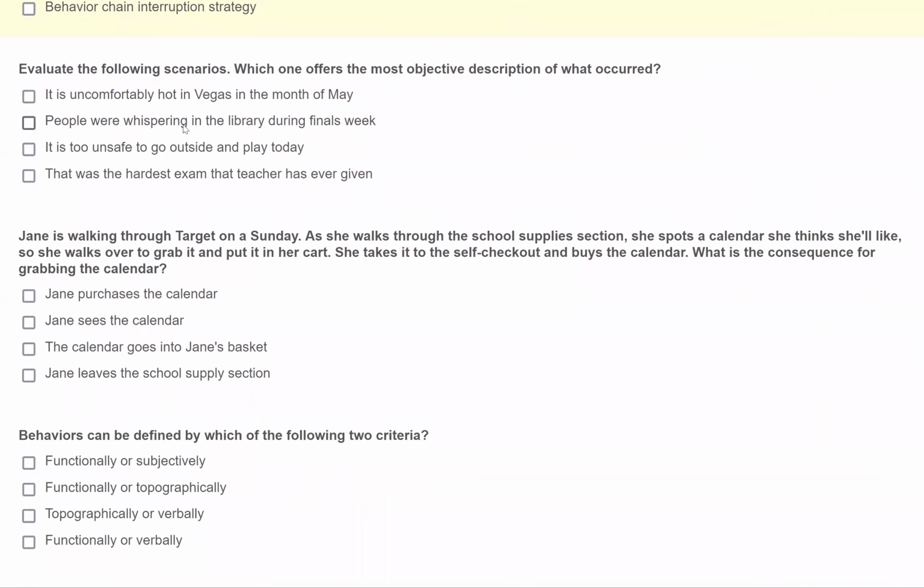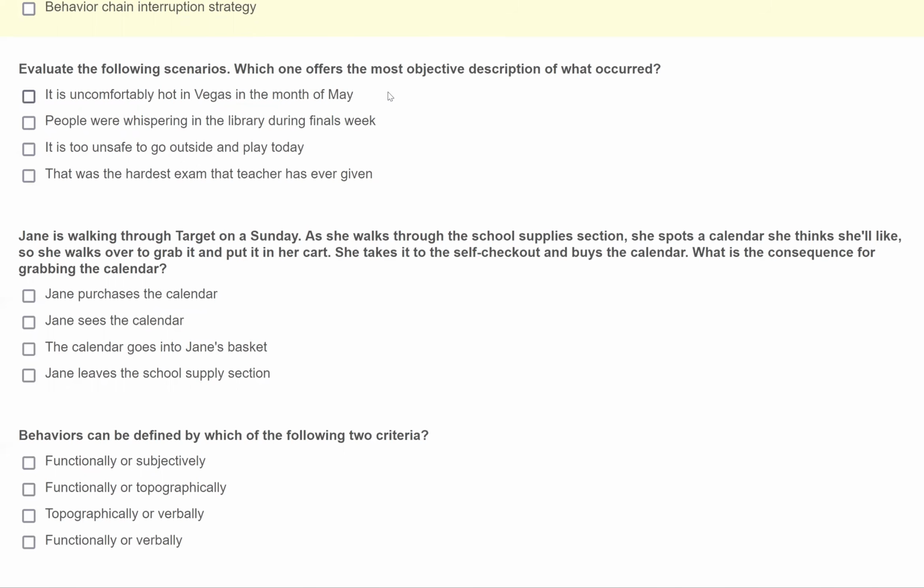Evaluate the following scenarios. Which one offers the most objective description of what occurred? What do we mean by objective? Mean what actually happened. Not looking for an opinion. We're looking for what actually happened. Subjective or subjectivity would be, what is your opinion? What are your feelings? Objective is what has happened, nothing more. So we're looking at the following scenarios, and we're looking for an objective description of what occurred.